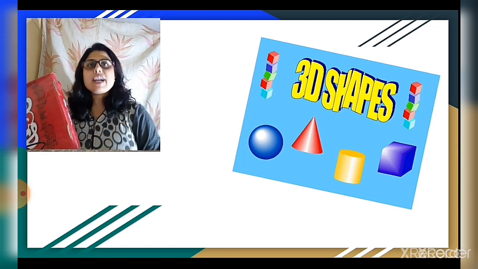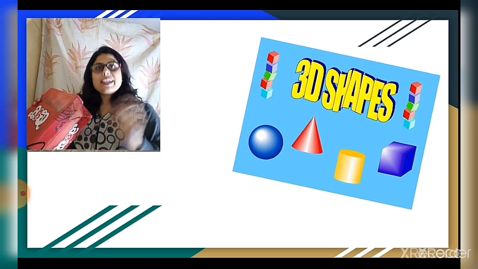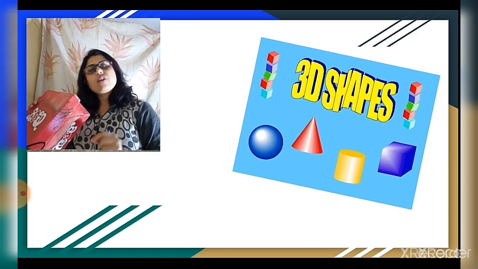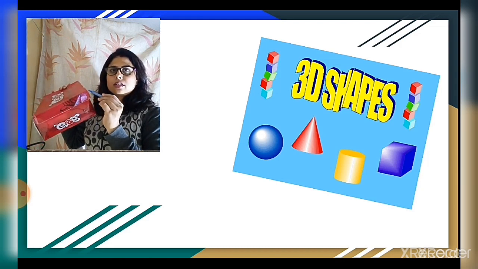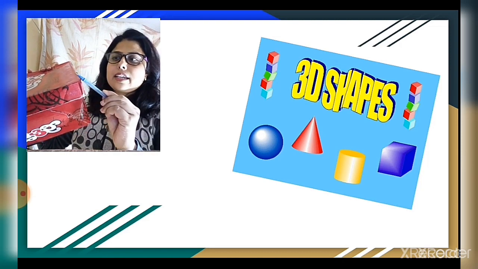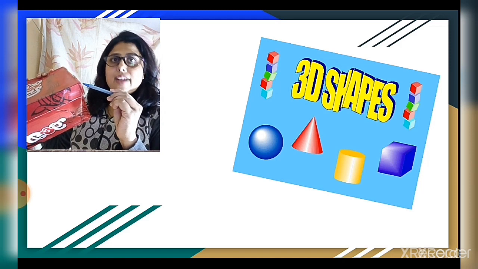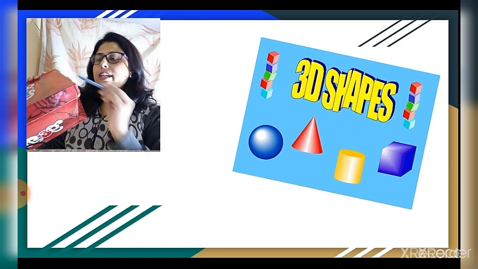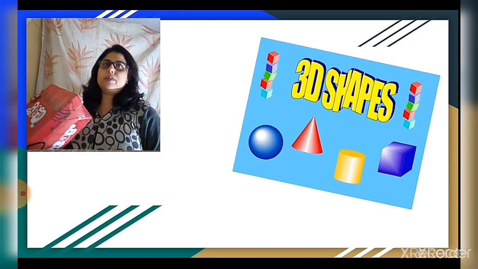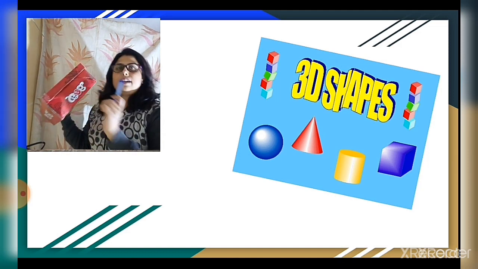Next is vertices. What is called vertices? Where two or more edges meet together, that point, that corner is called vertices. See, this is a corner. I am showing it. This edge and this edge are meeting together here and form one corner. That's why it is called vertices. The singular is vertex and the plural is vertices. So one vertex, and more like this are vertices.